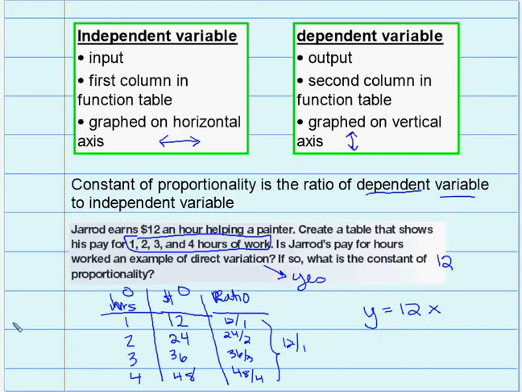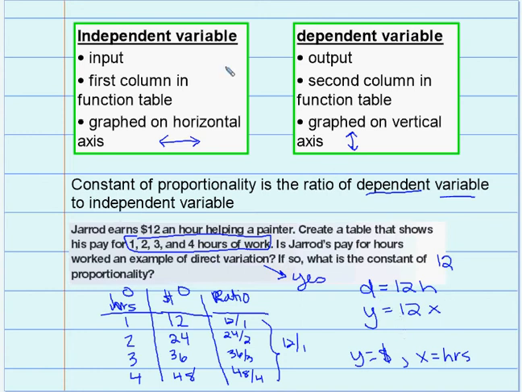And you might want to say that y equals dollars and x equals hours. Or you could have written it as d dollars equals 12 times h hours, as long as you know what those variables represent.